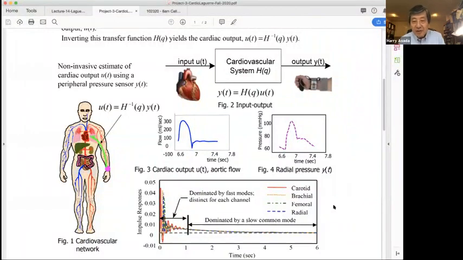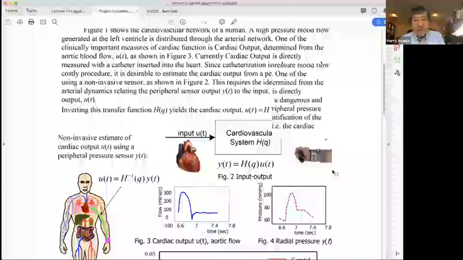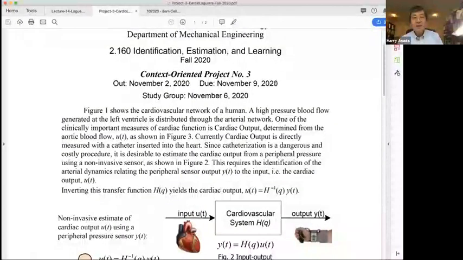So this is actually context-oriented project number 3. I'm gonna release it soon, and the due date is November 6th, and you're gonna discuss it on November 6th, right? The due date is November 9th, excuse me. So, let's read it, okay?